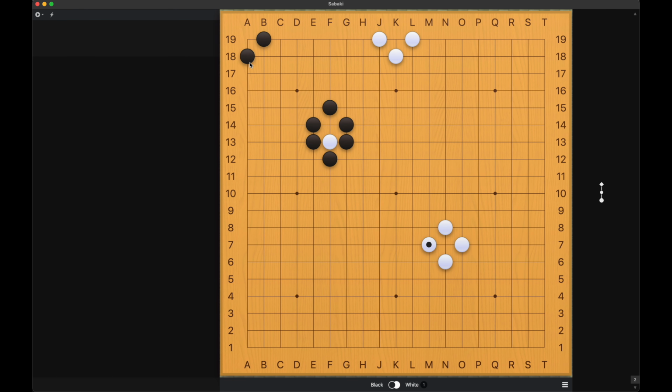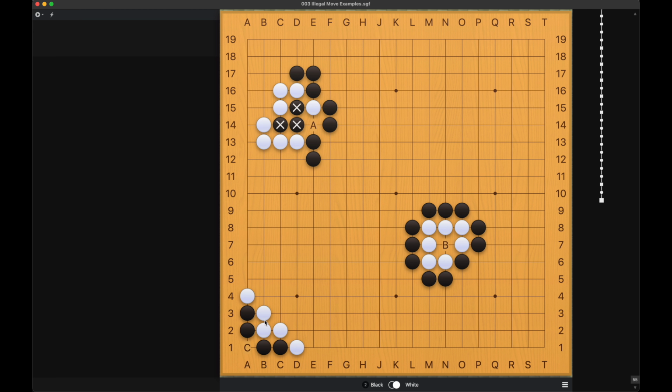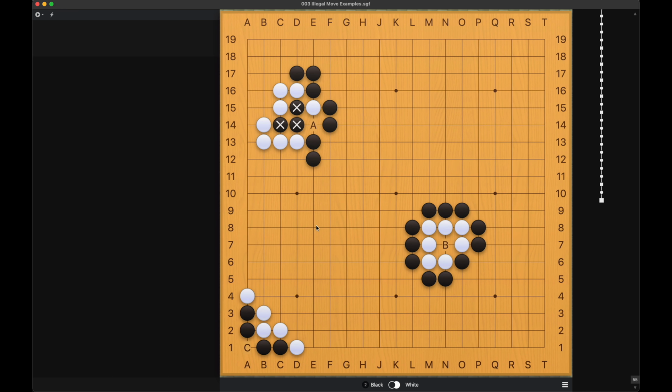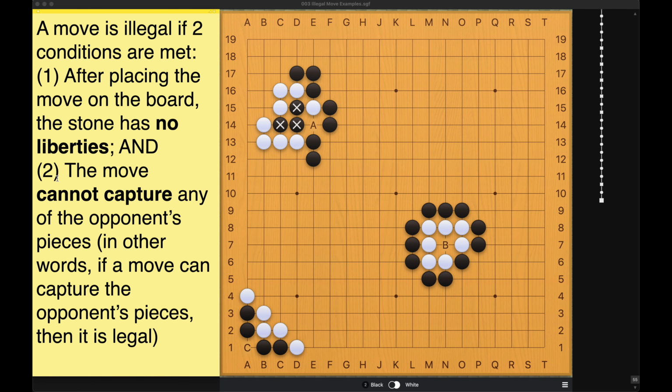Similarly in C, you would think it's similar to the pattern here, but it's also the reverse, because black is surrounded by white. So if white plays here, it can capture black. It's okay for white to play here, but it's not okay for black to place a stone here. All right, so that illustrates the second point about illegal moves.